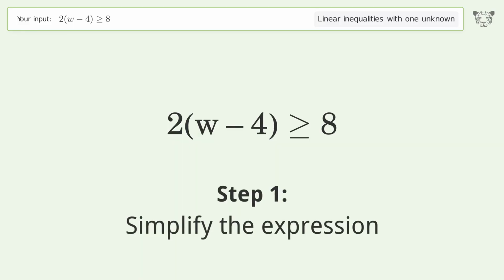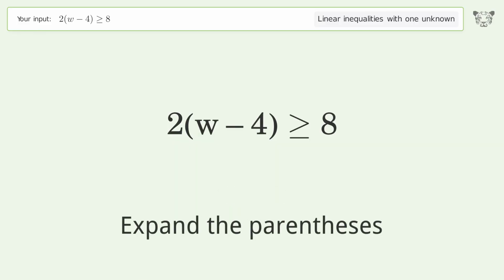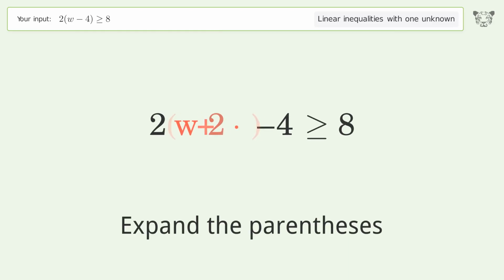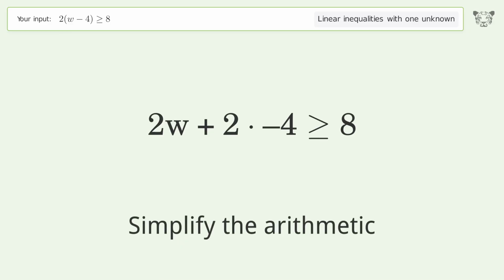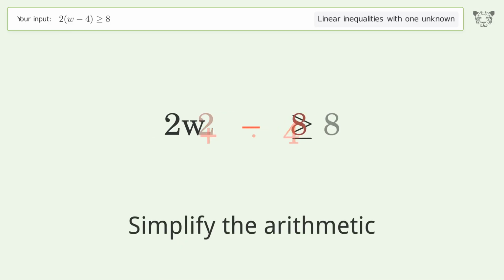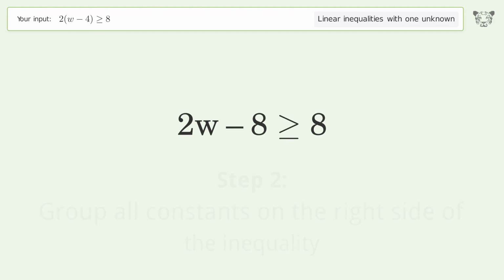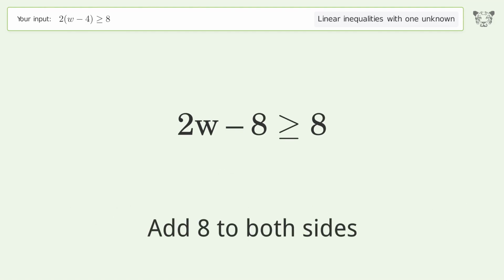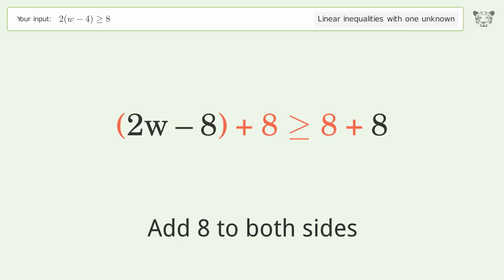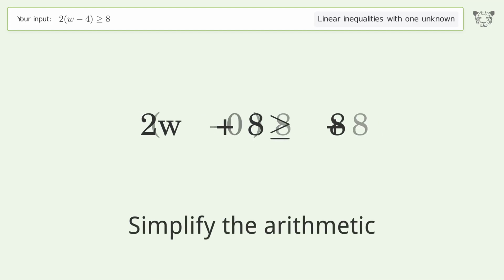Simplify the expression. Expand the parentheses. Simplify the arithmetic. Group all constants on the right side of the inequality. Add 8 to both sides. Simplify the arithmetic.